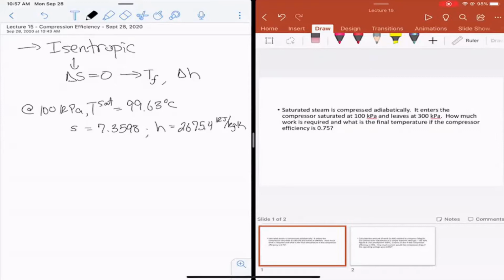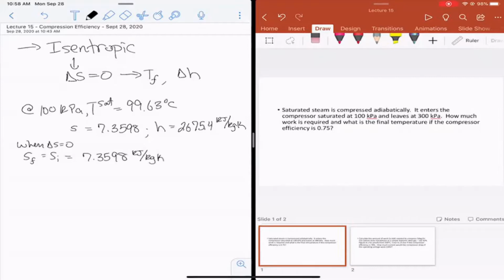Okay, so if we're going to solve this isentropic case, then delta S is equal to 0 for the isentropic case. So for this isentropic case, S final is equal to S initial, which is equal to 7.3598, right? And the units for that, which I didn't write above, are kilojoules per kilogram Kelvin, okay?